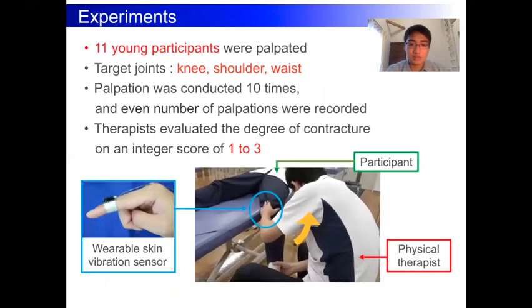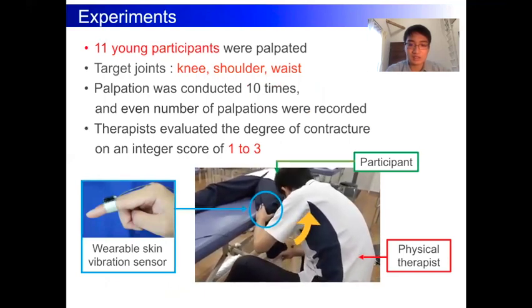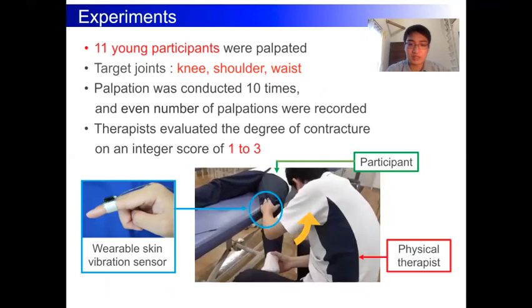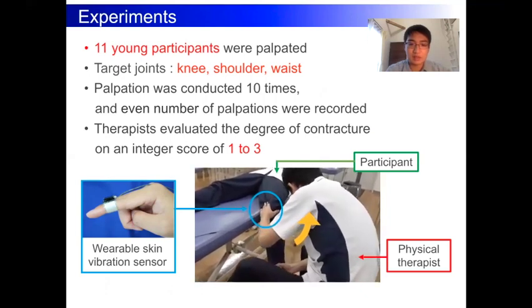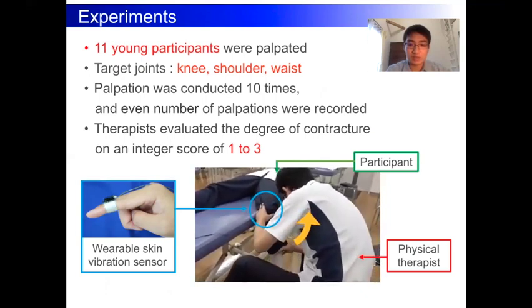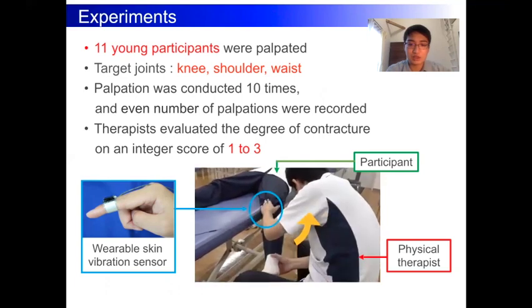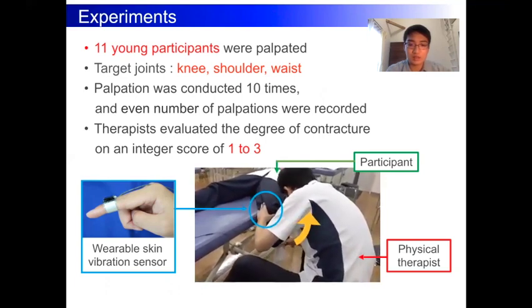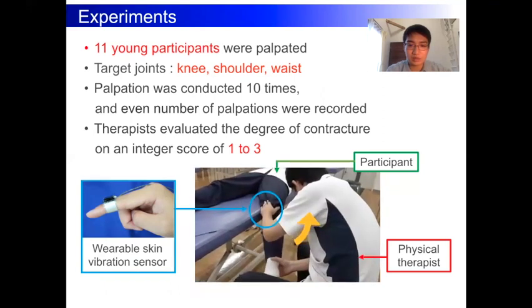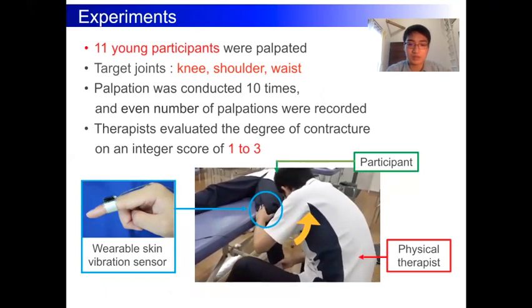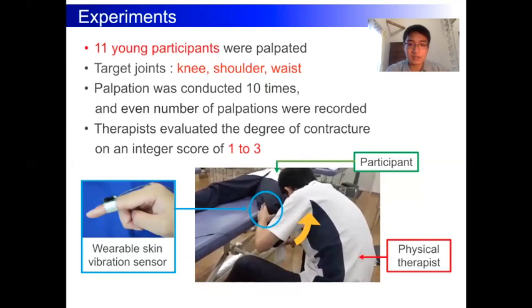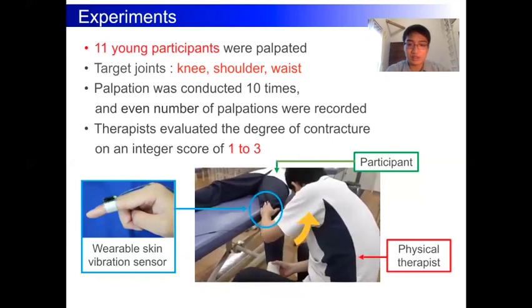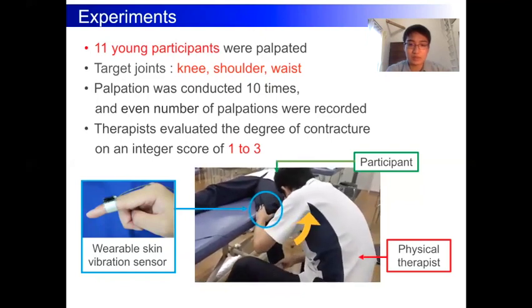In order to investigate the ability of our sensor system, we conducted basic experiments. In the experiments, 11 young participants were palpated, and the target joints were knee, shoulder, and waist. Palpation was conducted 10 times, and even number of palpations were recorded. Therapists evaluated the degree of contracture on an integer score of 1 to 3.